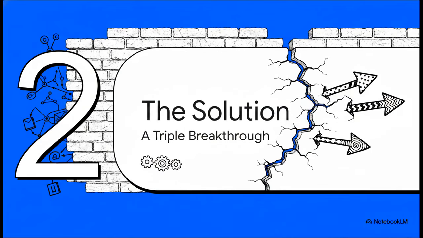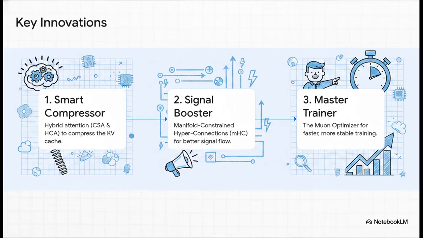So how in the world did DeepSeek V4 just smash right through this wall? Well, it wasn't one simple fix. It was more like a triple threat of pure architectural genius. They brought in 3 huge innovations. First, they built a smart compressor. It uses this new hybrid attention thing to intelligently shrink the AI's memory without losing the important stuff. Second, a signal booster, which is kind of like a crystal clear communication line inside the AI's brain, helping it learn way more effectively. And third, a master trainer, a brand new optimizer that acts like an expert coach, making the whole training process way faster and a whole lot more stable.